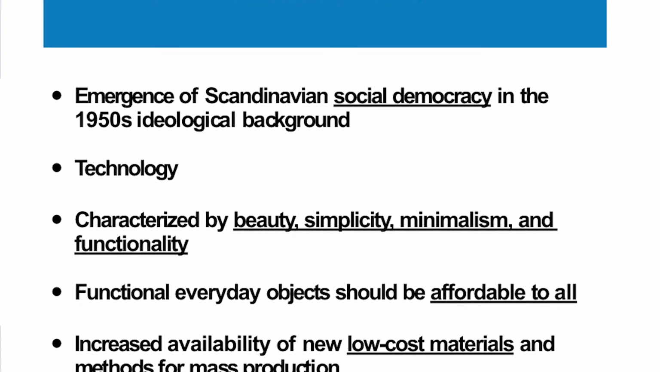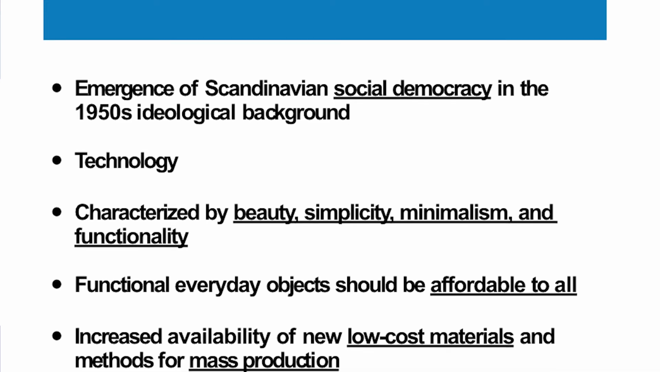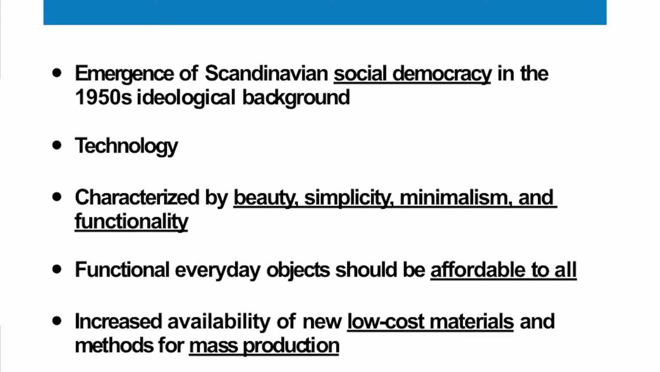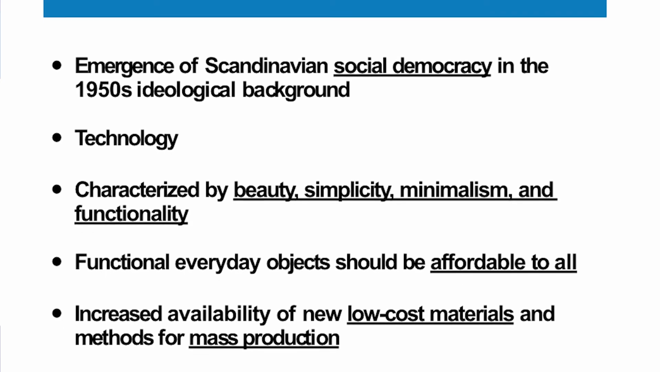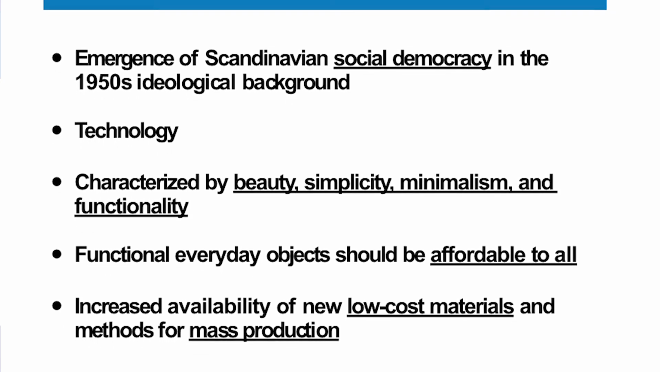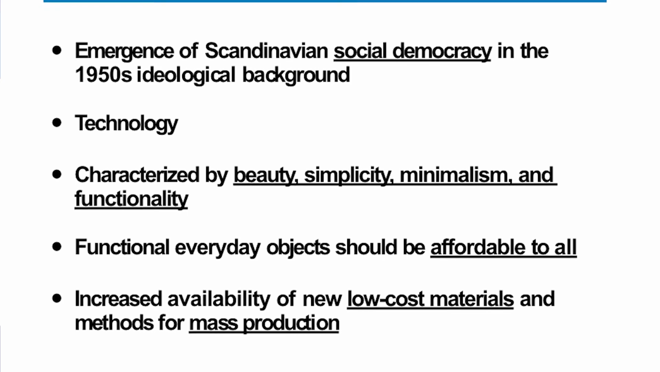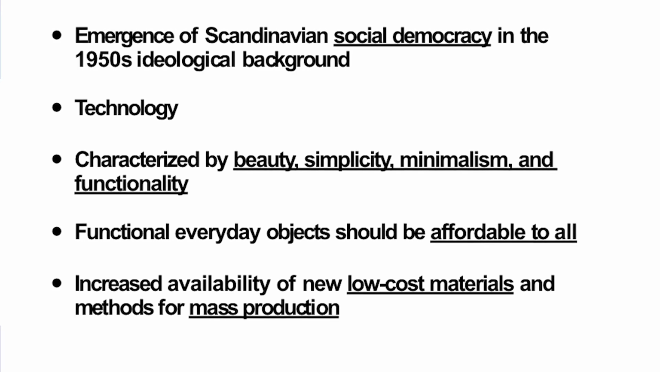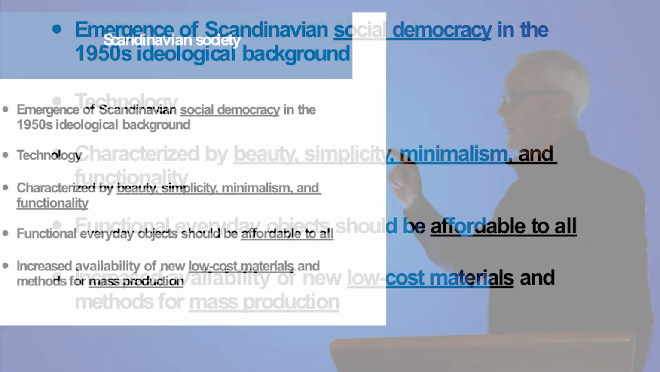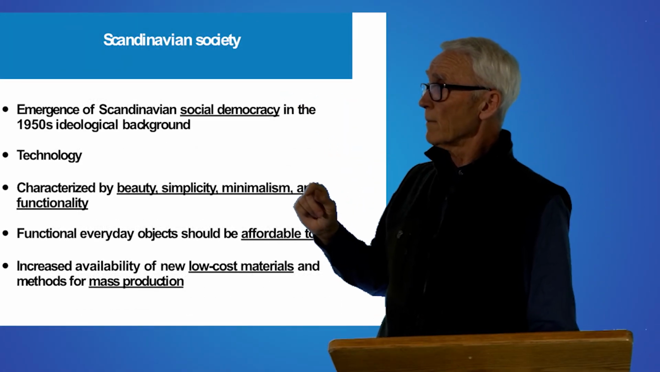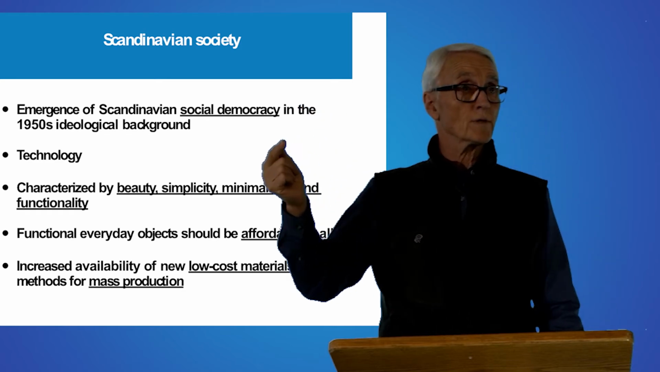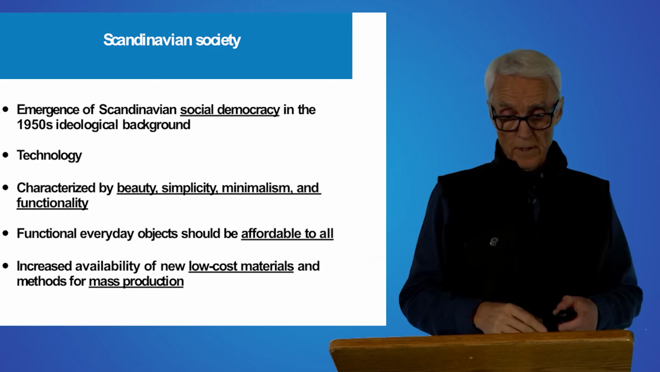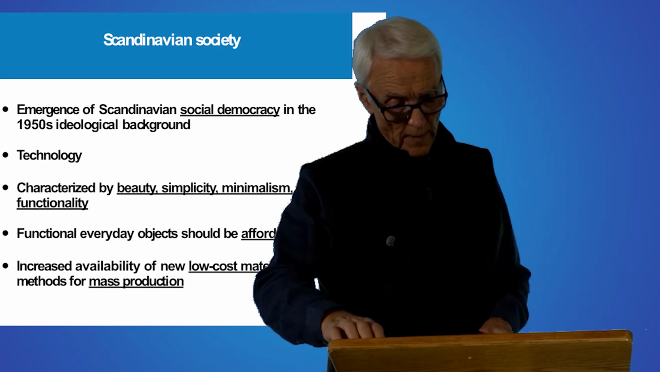Beauty, simplicity, minimalism, and functionality seems to be a theme that goes through Scandinavian products, Scandinavian life in a way. Functional everyday objects should be affordable to all. That's an aspirational statement that has been tossed around for decades. And then increased availability, and it goes back to the affordability point about low-cost materials and mass production. If you have enough of it, prices go down, and then you can build things that most people can afford.